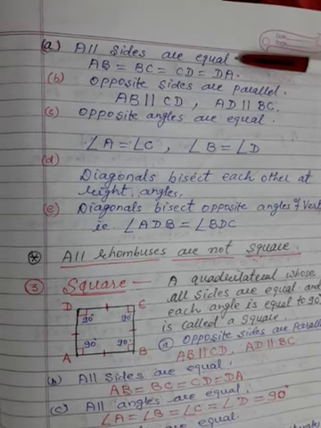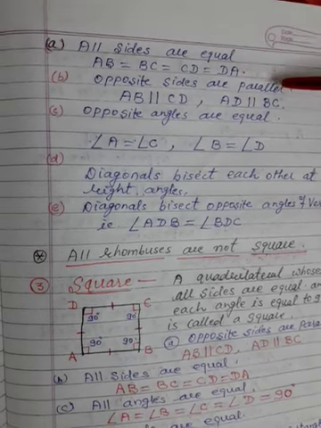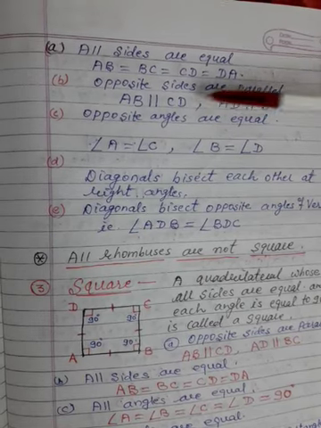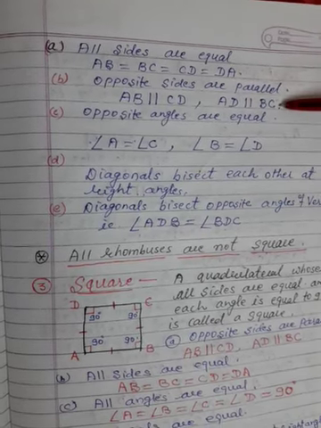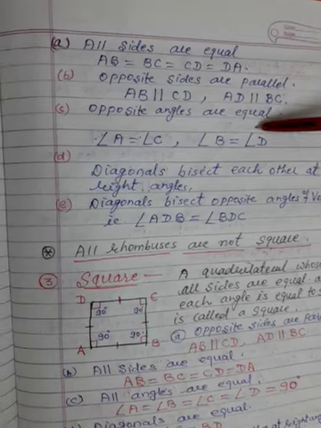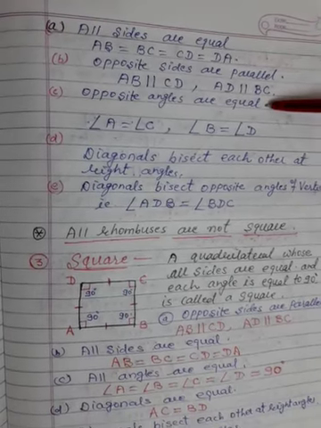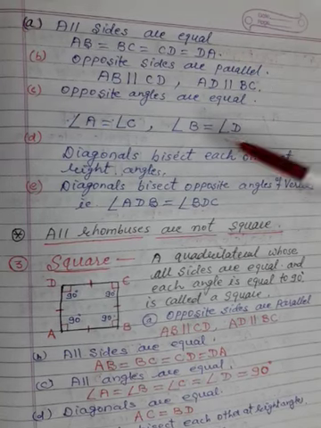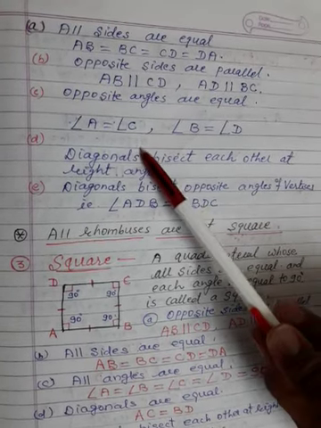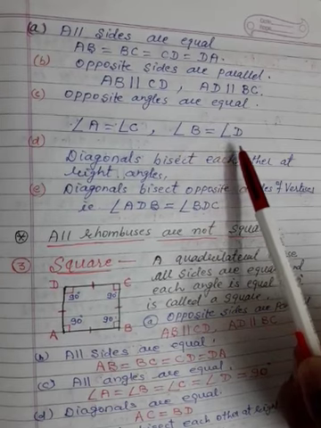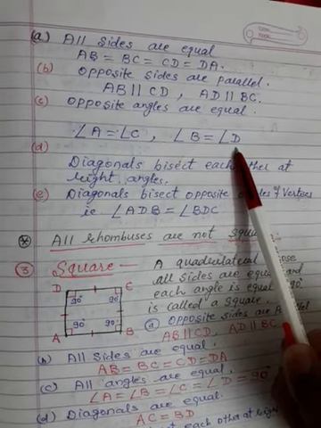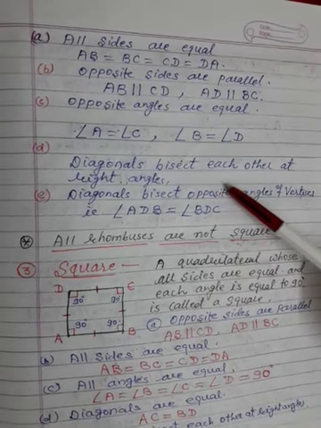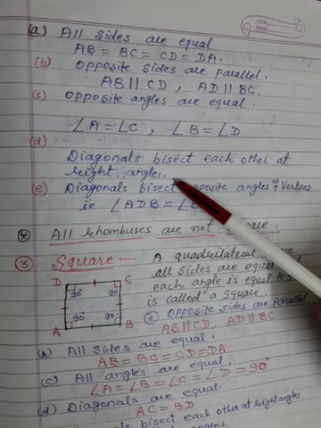Opposite sides are parallel, meaning AB is parallel to CD and AD is parallel to BC. Opposite angles are equal in a rhombus, meaning angle A is equal to angle C and angle B is equal to angle D. Diagonals bisect each other at right angles.